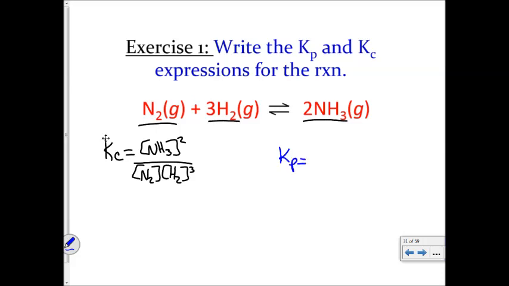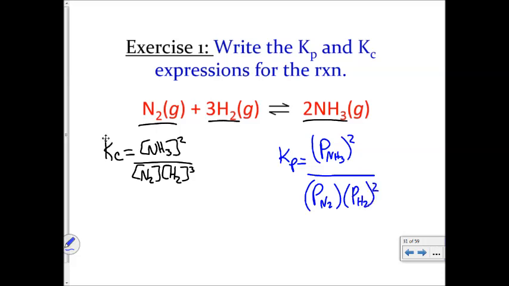remember we're going to use the partial pressure notation. So now it's going to be the partial pressure of ammonia, that's going to be raised to the second power, over the partial pressure of nitrogen, it's raised to the first power since it only has a coefficient of 1, times the partial pressure of the hydrogen raised to the second power, like so. So this is the difference in how it looks from concentration to pressure notation.